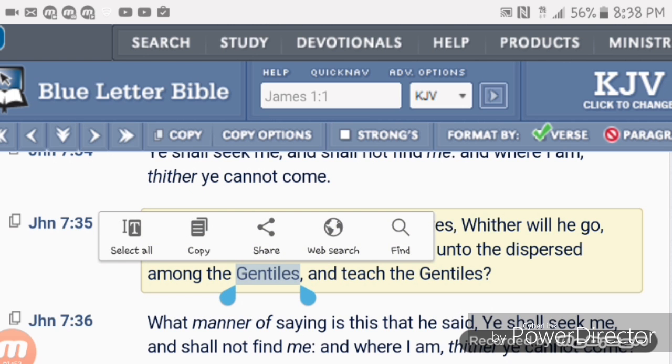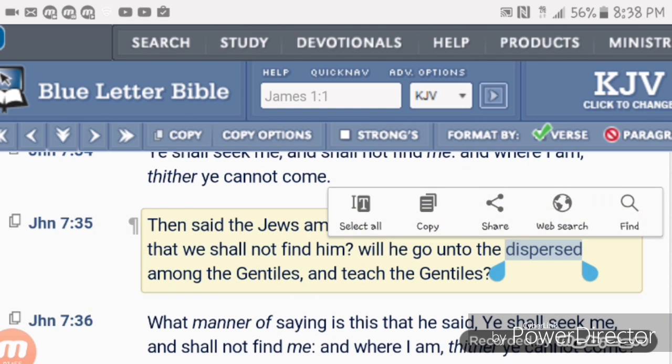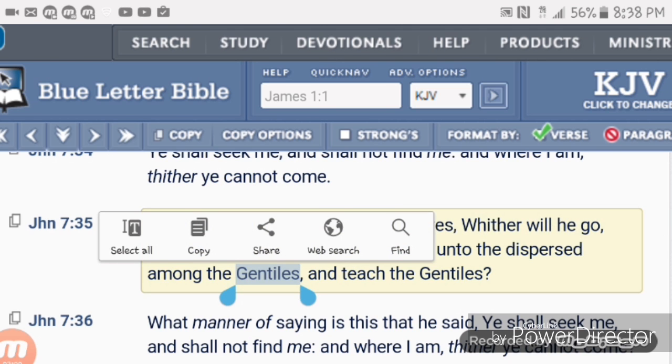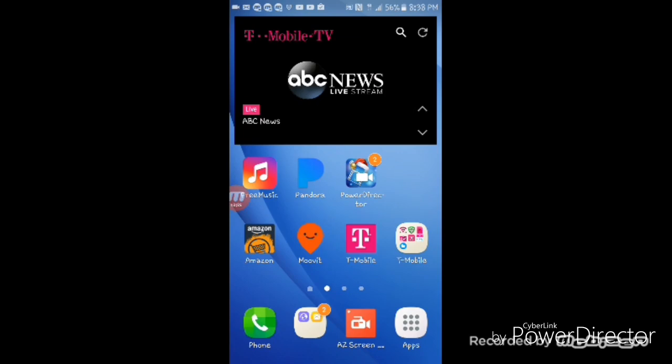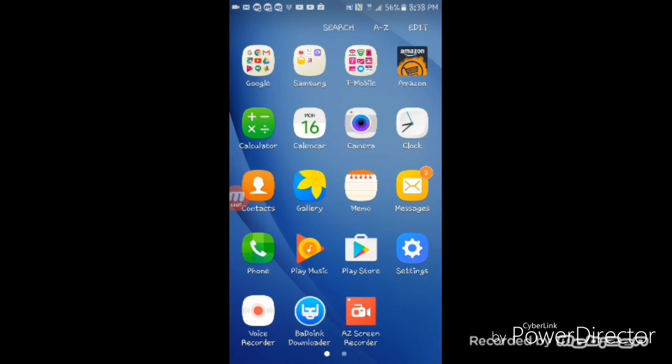Okay? The dispersed, keyword dispersed. So it's people dispersed among Gentiles. But then it's going to further state who those dispersed people are. "And teach the Gentiles?" Okay? So there's two classifications of Gentiles like you asked, okay? Because Israel was scattered abroad, all right? Dispersed amongst the Gentiles and teach the Gentiles, all right? So there's two classifications, my man, like you asked, okay? We're going to get it.